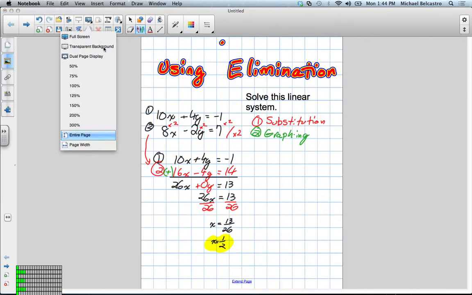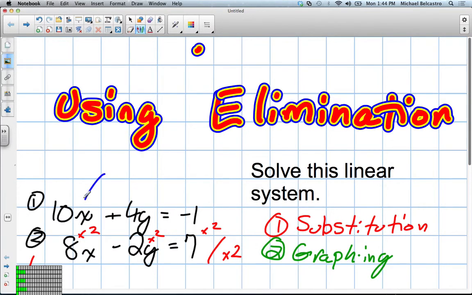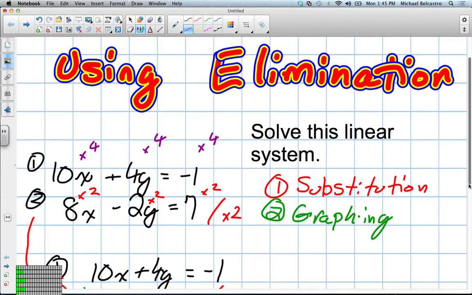So, what we're going to do is I need to change 10 into 40 and 8 into 40. What will I need to multiply both of them by? The first one, Malik? 4. Yeah, we'll need to multiply the first equation by 4. And the second equation, to make it 40, what will we need to multiply by? 5.